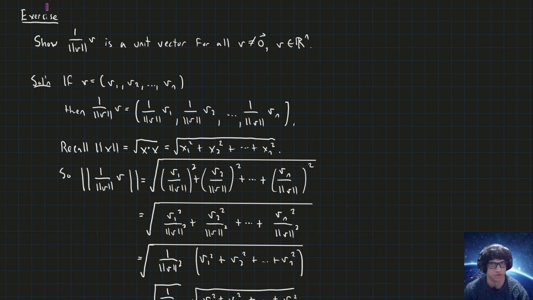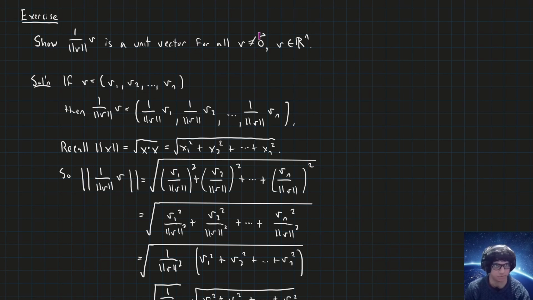So during the lecture, we talked about normalizing vectors. And we mentioned that the normalized vector of v, which is this expression here, 1 over the length of v times the vector v, was always a unit vector. That is, it has length 1. Okay, so in this exercise, we'll verify that that's true.